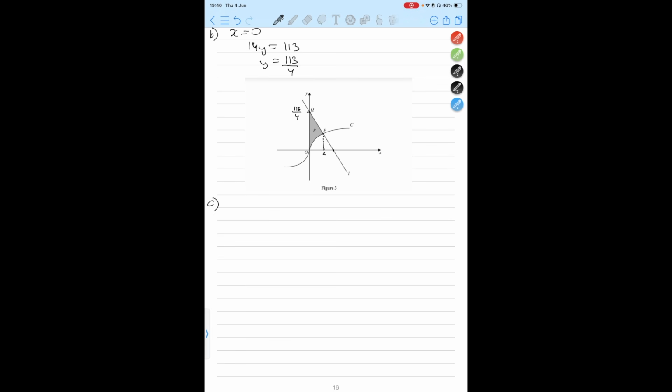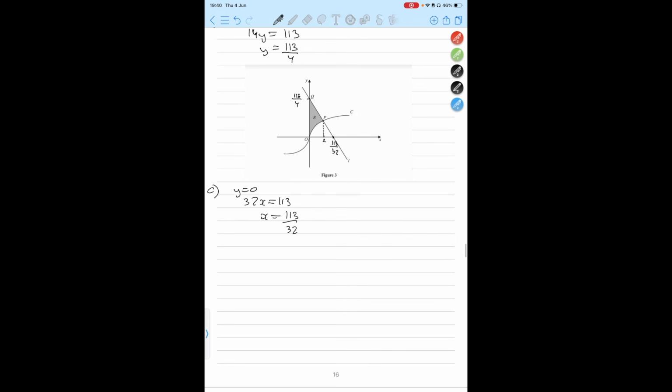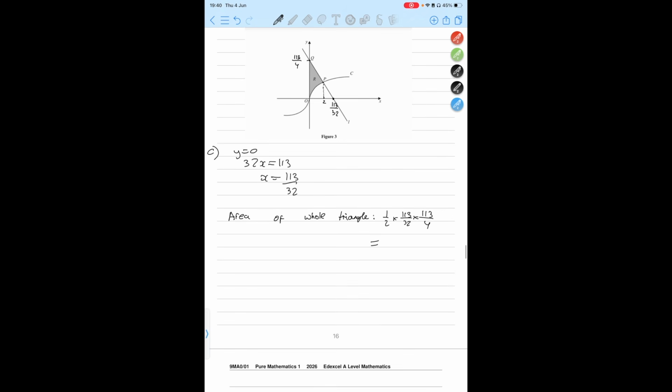So my first point here is, let's find out what that x point is. If we set y equal to 0, 32x equals 113. So x equals 113 over 32. Okay, so the area of the whole triangle is half times base times height. Which is, I don't know 113 squared off the top of my head, unfortunately. So I'm going to have to check that out. Oh my god, that is a massive number.